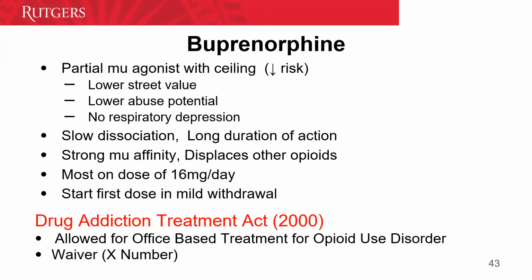Buprenorphine is a partial mu agonist. It's one of the FDA-approved MATs for substance use disorders, and there's a maximum effect it can exert. It's not going to cause a high. Its strong affinity for the receptor will displace the other opioids and eliminate the reward for opioid use.